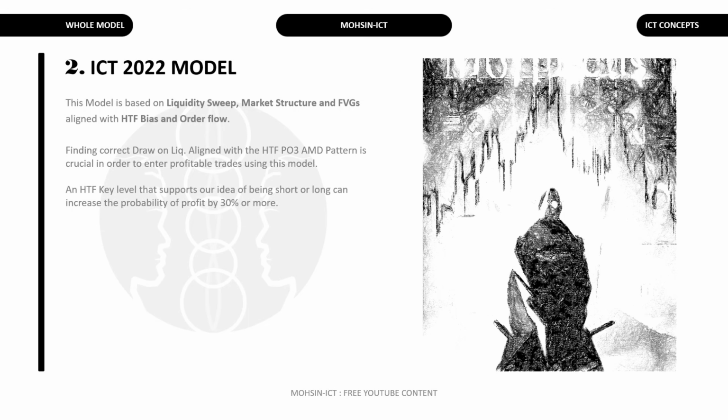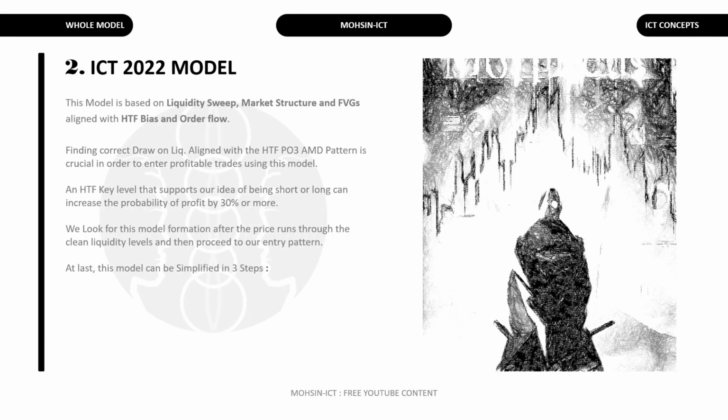And a higher time frame key level that supports our idea of being short or long can increase the probability of profit by 30% or more. We basically look for this model formation after the price runs through the clean liquidity levels and then proceed to our entry patterns. At last, this model can be simplified in 3 steps.